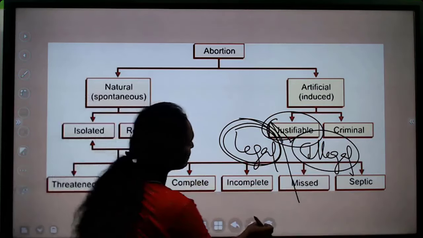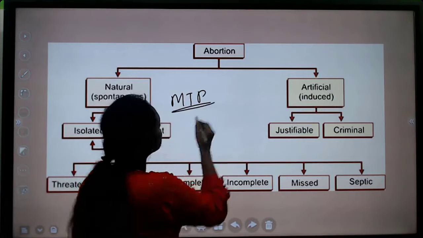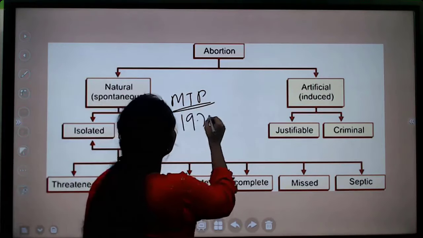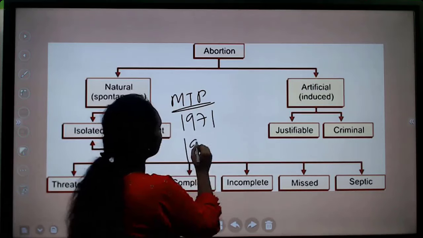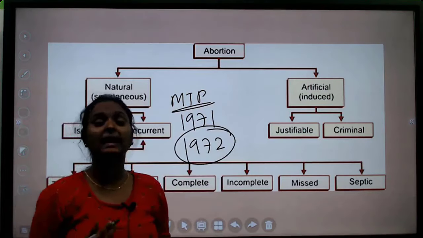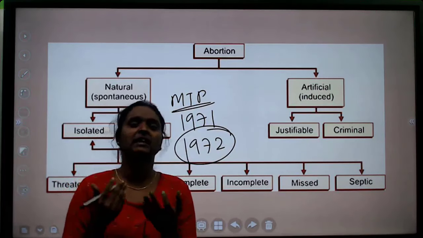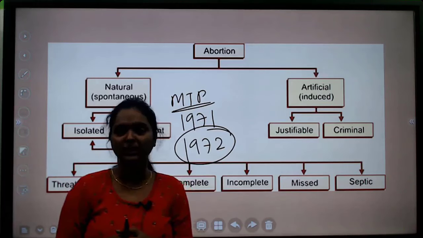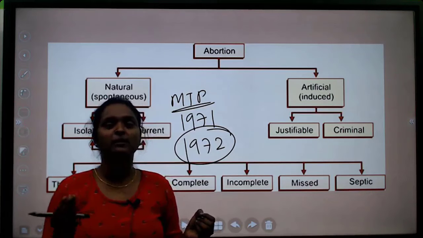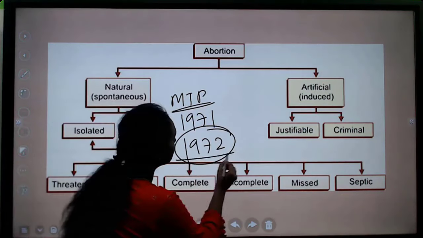So under this, the MTP is very important: medical termination of pregnancy. It was introduced in the year 1971, and in 1972 it came into force. It is legalized. Because, as I already told you, pregnancy is a very good and happy moment for every woman. But because of certain reasons there is a requirement for termination of pregnancy, right? So that is the reason it was legalized.